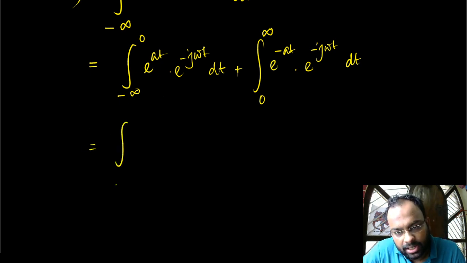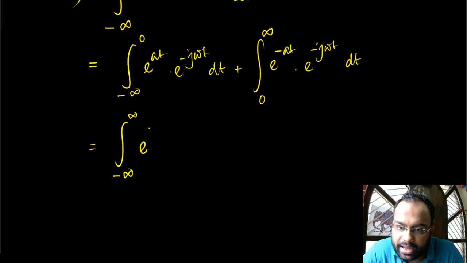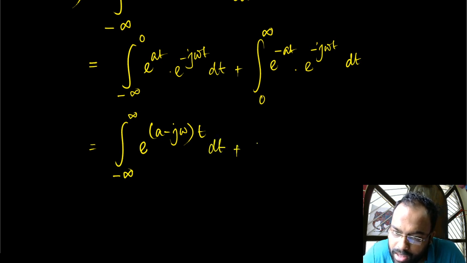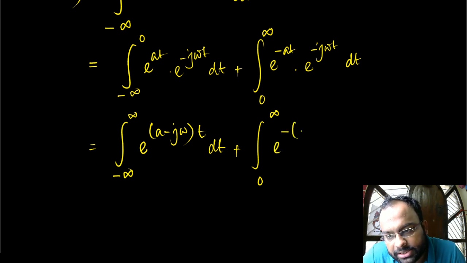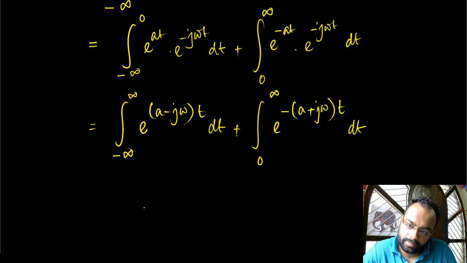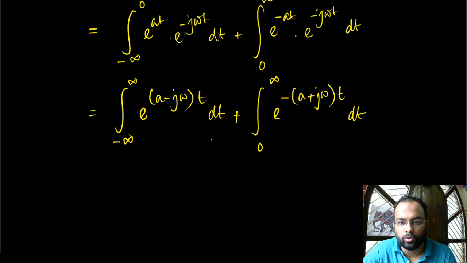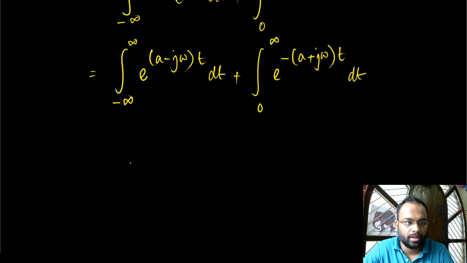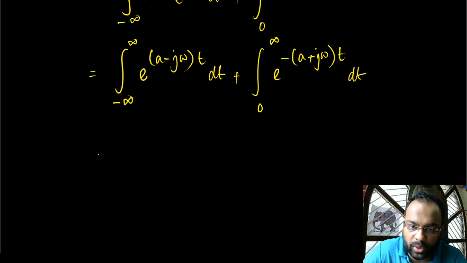So let's multiply these. So I have e to the power, and let me take a minus j omega common out of these, and here I have 0 to infinity e to the power minus, I have a plus j omega common out of these, right? So I have split into two portions here according to the piecewise definition.